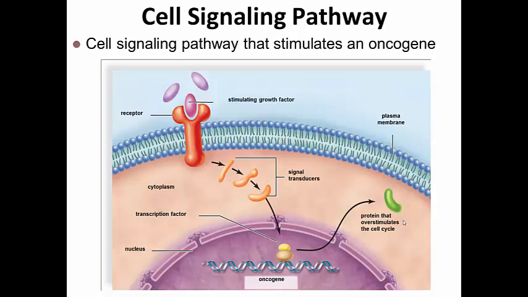Lastly, we have a mutated proto-oncogene, and therefore a mutated proto-oncogene is an oncogene. In this case, the stimulating growth factors bind to a receptor. We have a series of proteins in this signal cascade. We have the transcription factor. And then we have the production of an oncogene. It's supposed to stimulate the division of the cell moderately, but it doesn't. It overstimulates the division of the cell at an extremely rapid rate.